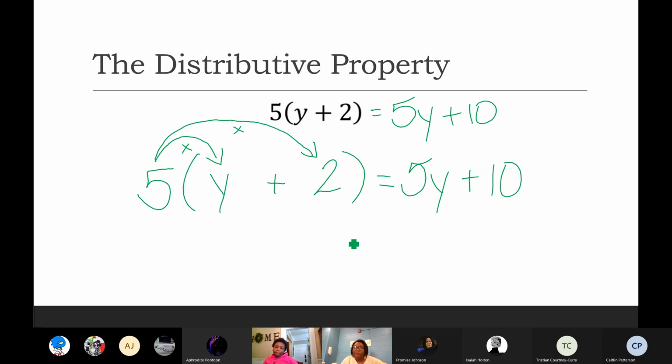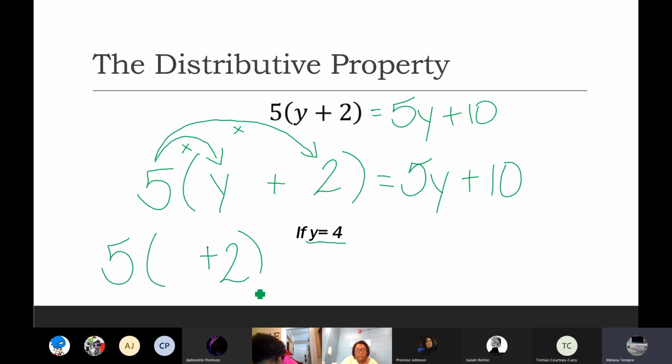So let's take this a step further. This is easier, right? What if y equals 4? Can we solve this? Absolutely. So remember, we're going to substitute. Anywhere where that y is, we're going to substitute it for what number, guys? Turn your mic on. 4. Very good.